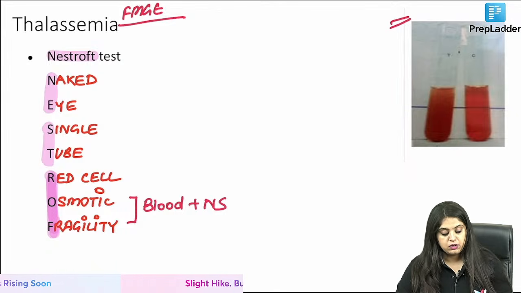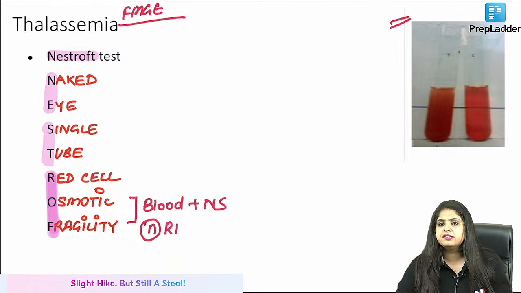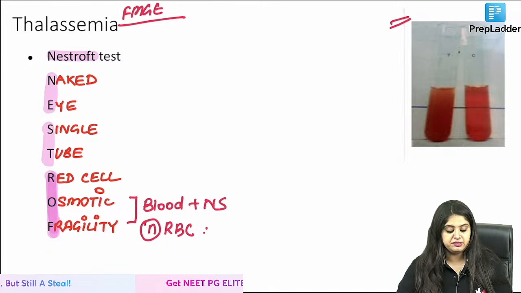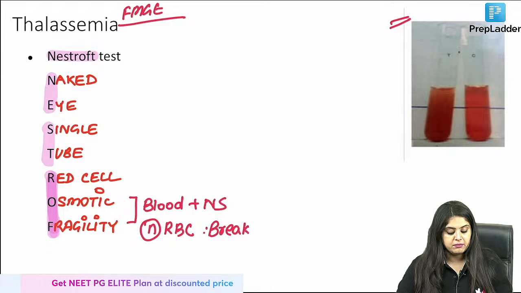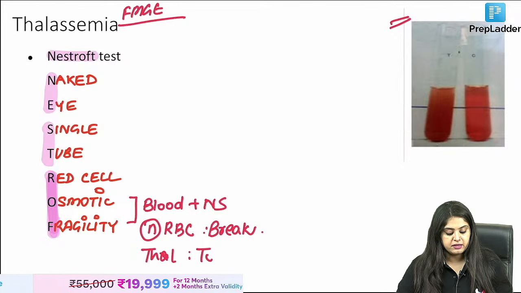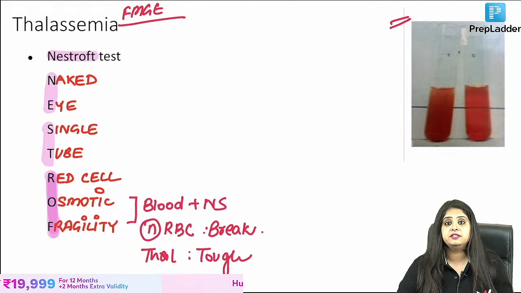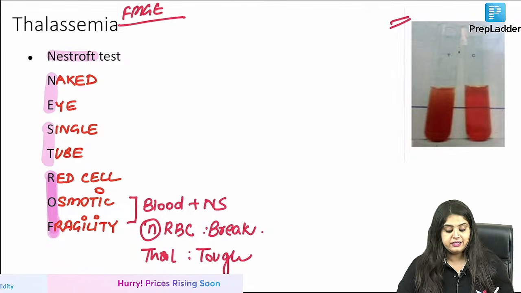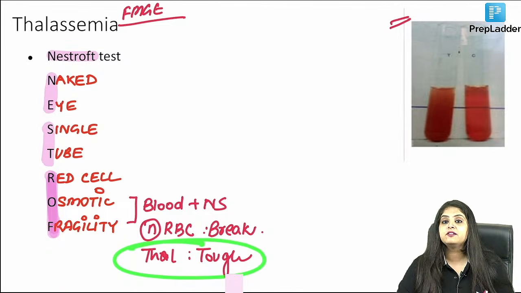Please note that the normal RBCs, like in your RBCs, my RBCs, will break. Our red blood cells will break. But do you know thalassemia red blood cells? Thalassemia red blood cells are very tough. They cannot break. In the exam, what do you guys have to be? No matter what, we don't have to break.